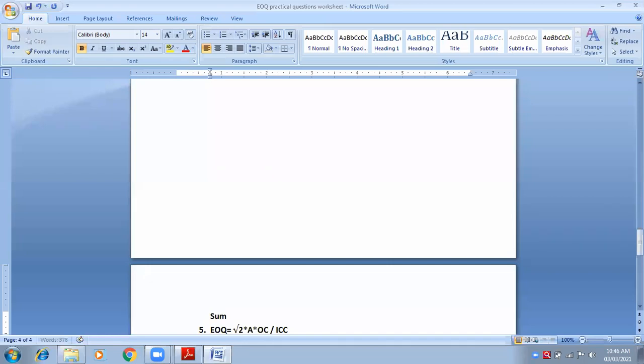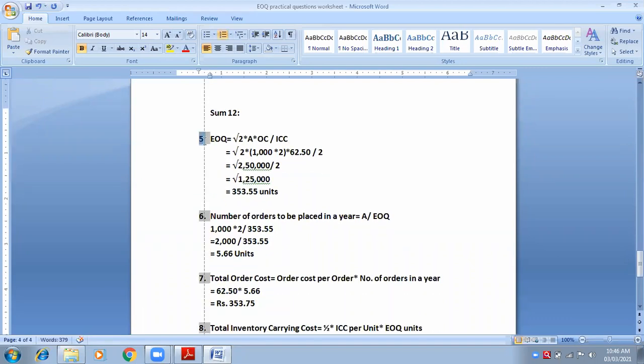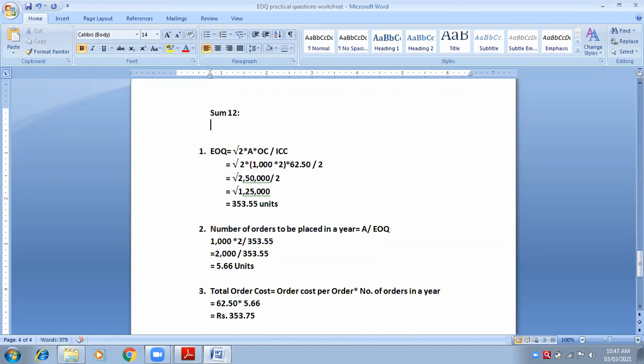This is sum number 12. Now, EOQ's formula is the whole square root of 2 into A into OC upon ICC. Before starting with the formula, we need to convert 12 tons into kgs.